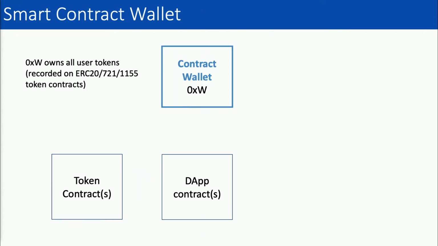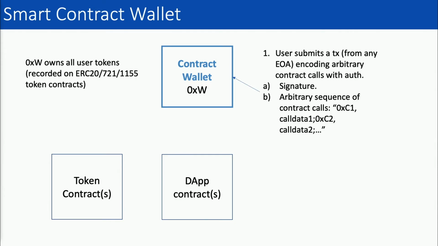But now let's move on to the second component, which is a smart contract wallet. So what is a smart contract wallet? Well, it is a smart contract that holds tokens, right? And that can carry out smart contract calls. So in particular, how a smart contract wallet works is that a user can submit any arbitrary sequence of smart contract calls to this smart contract wallet and have it interpreted on its behalf, right?